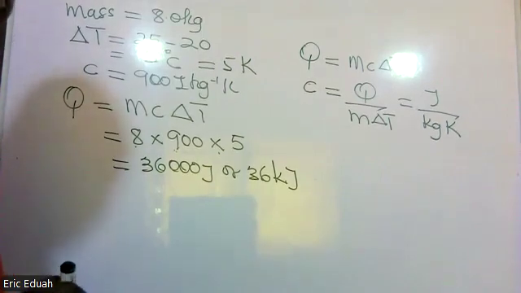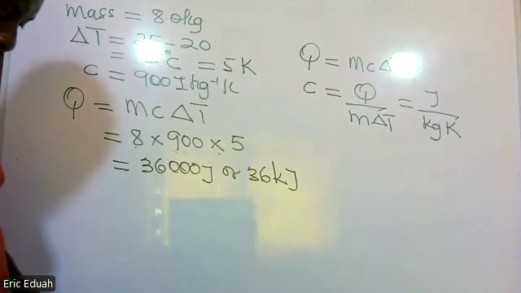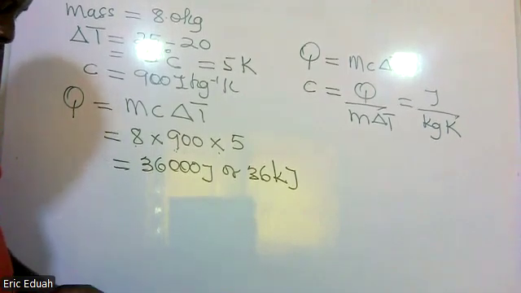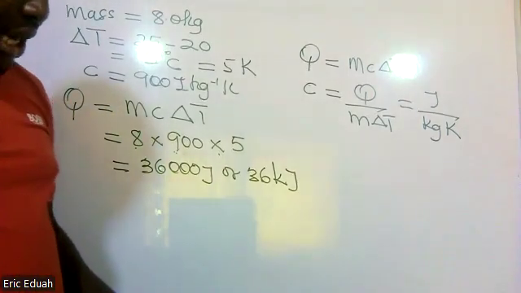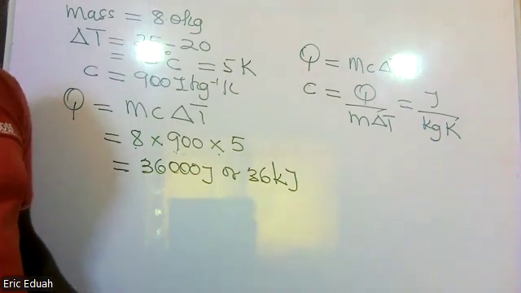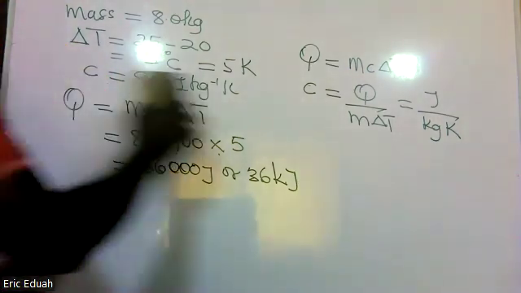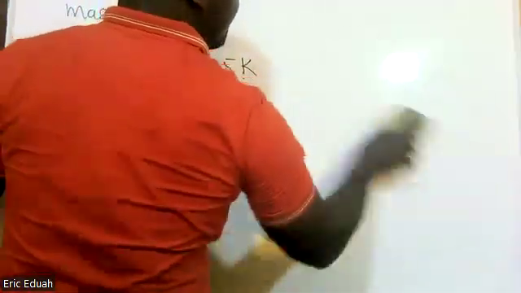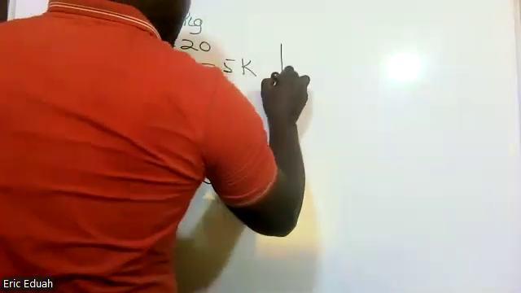Then the second question. The second question is that a 6.0 kilogram piece of iron at 100 degrees Celsius. So in the second question, we are looking at iron, the metal iron.